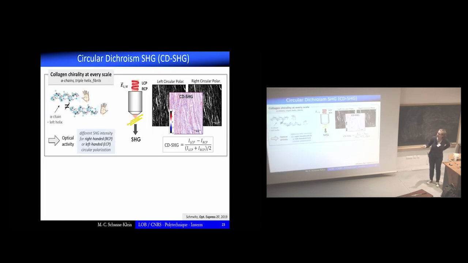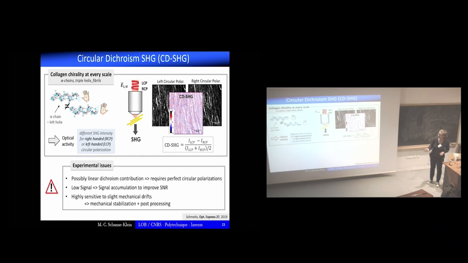So I've explained that collagen is chiral. As it's chiral, it has a different interaction with chiral light, that is with circular polarizations. And we can compute the normalized difference between the images recorded with left-handed circular polarization and then with right-handed circular polarization. It's not very easy because the signal is very low.